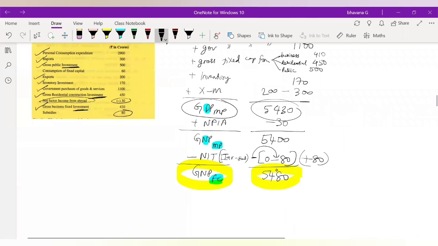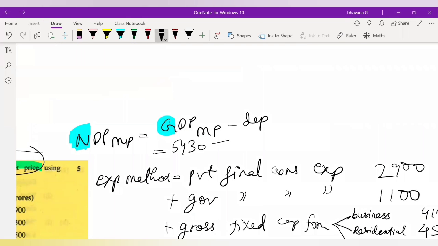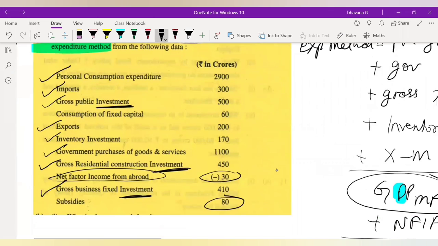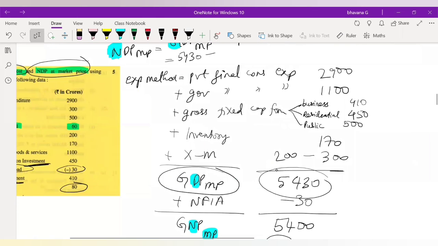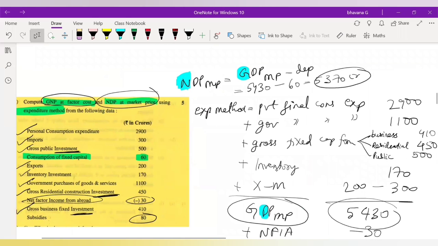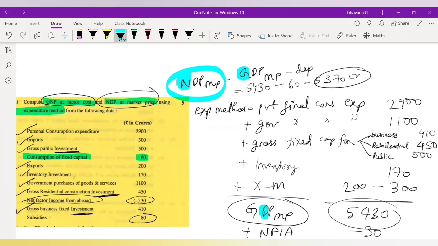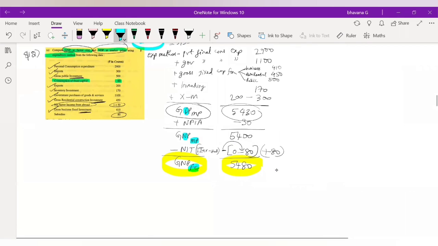So if you do that, what is GDP MP? GDP MP was 5430. So it is 5430 minus depreciation they have given in the question. So in the question for depreciation, they can use another name, which is consumption of fixed capital. They have given you 60. So if you do minus 60, you will get NDP MP, which is nothing but 5370 crores. Okay. So we have also found out whatever was asked in the question. GNP FC you found out, and NDP MP also you have found out. It is nothing but 5370 crores. Okay. So this was the question.